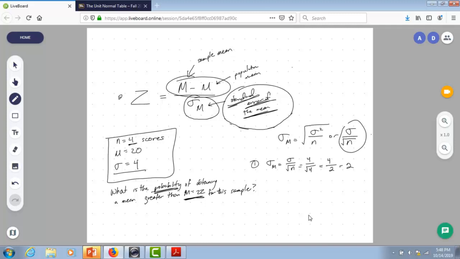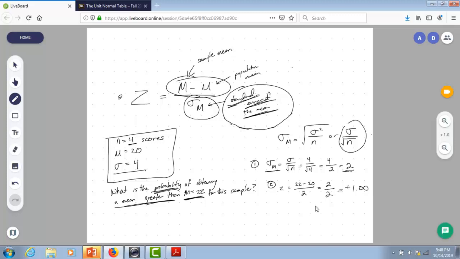Next, we can move forward and calculate our z. So we have a sample mean of 22. We're subtracting 20 from it, and we will divide by 2, because 2 is our standard error of the mean. So that will leave us with 2 over 2, and then that will leave us with a positive 1.00.